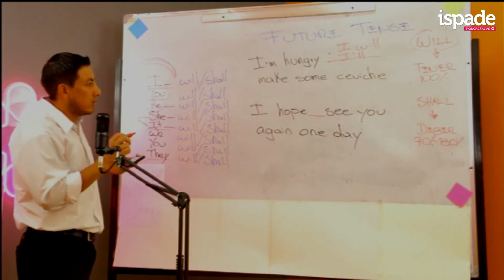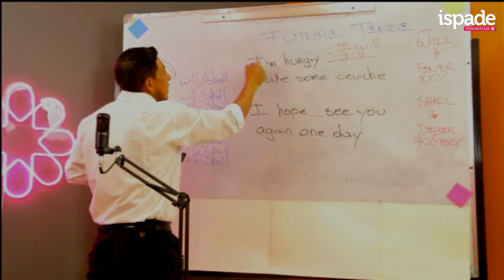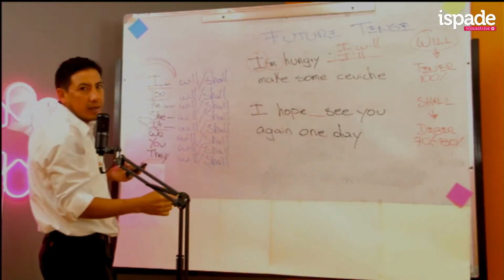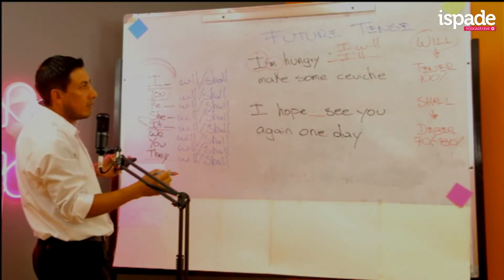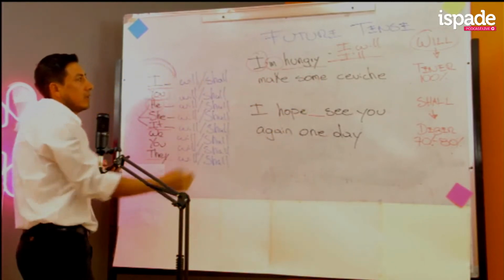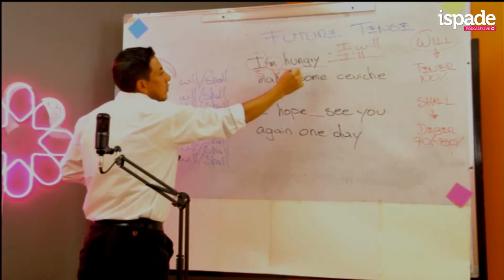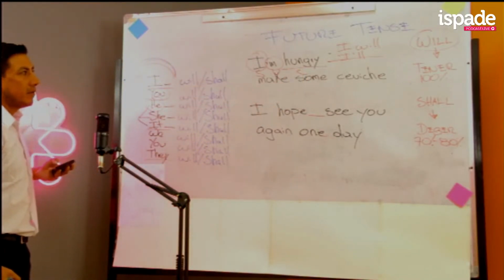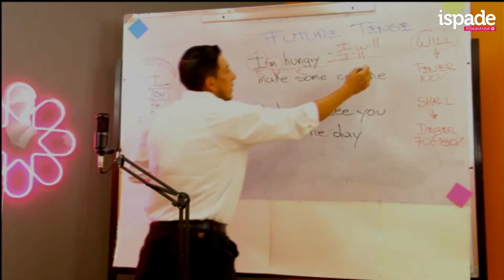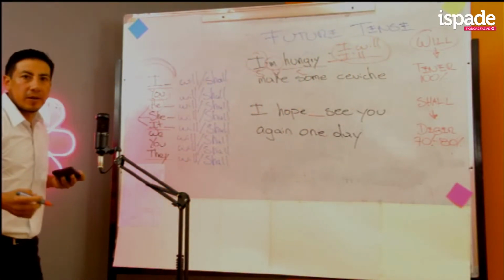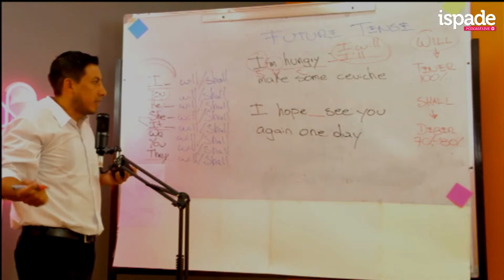A structure. Subject, I, verb, am hungry. You see? Subject plus verb plus complement. And the future tense, after the verb, and now we got a future tense.